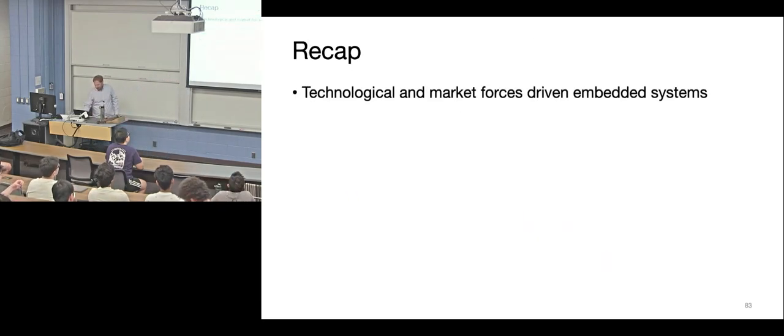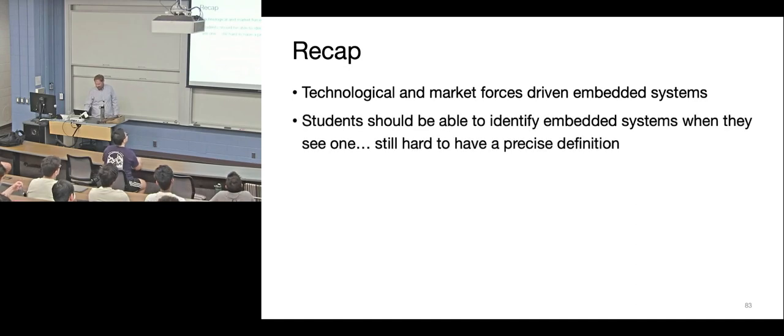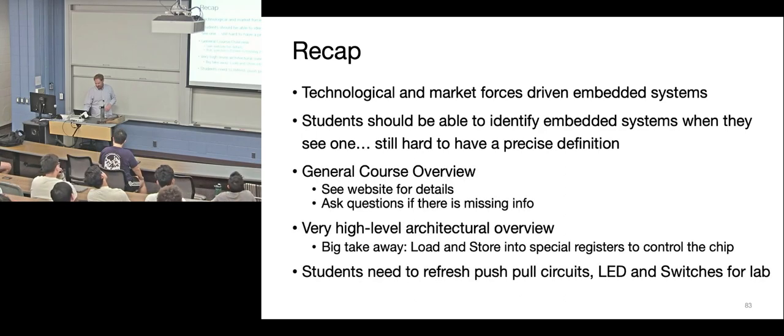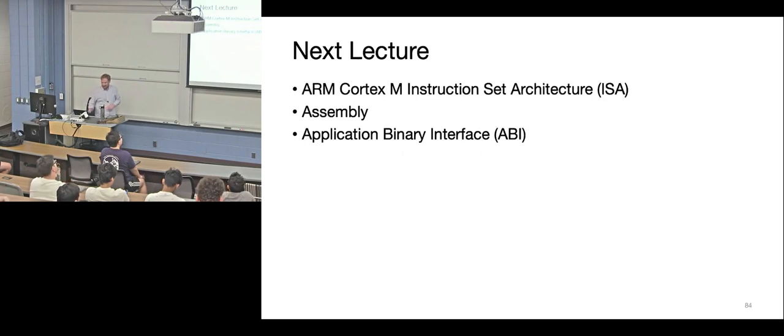All right, so to recap: technology, driving forces, great. Students should be able to identify an embedded system when they see it. We talked about the course overview and high-level architecture. You need to know, basically, how to push-pull LEDs and switches for lab. All right, in the next lecture, we'll talk about the ARM Cortex-M instruction set. We had a very simplified instruction set for 370. This is much more rich. We're going to look at a subset of it so you can understand the processor. We'll talk about assembly and the application binary interface. All right.